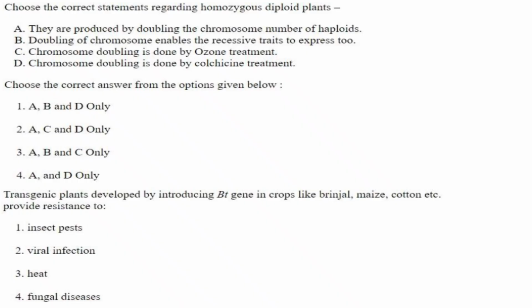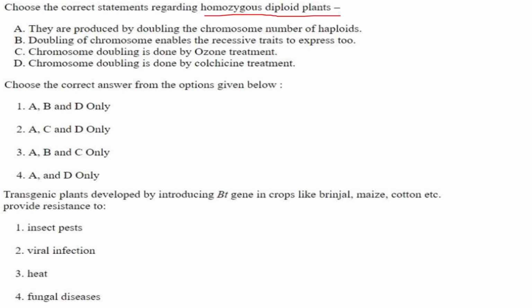Then choose the correct statement regarding homozygous diploid plant. Okay. Homozygous diploid, they are usually developed from haploid plants. Okay. Now read the statement. They are produced by doubling the chromosome number of haploids.